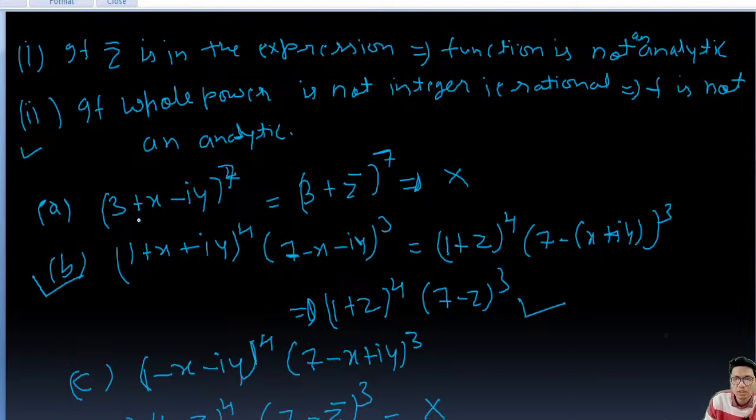So you just need to memorize these 2 points, note them down. If z bar is present in the expression, it means the function is not analytic, and if the whole power is a rational number, not an integer, it means that is also not an analytic function, right guys? I hope you understood it.